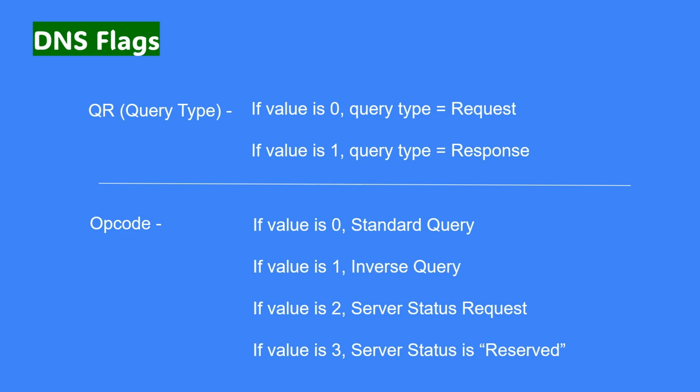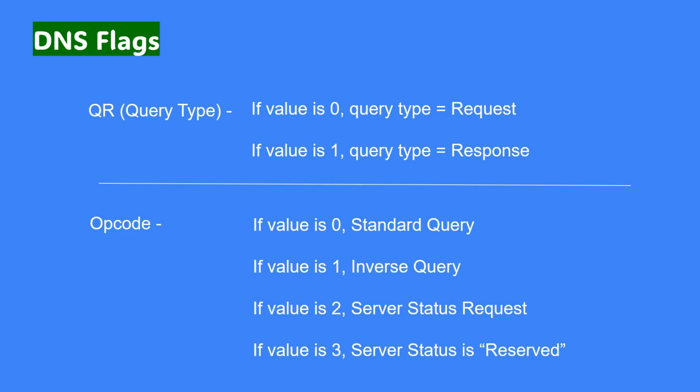Opcode is a 2-bit flag, which can be further used as a value. Value 0 is a standard query, and value 1 is an inverse query. Inverse query is also known as the pointer query, and it is used to first provide the IP address and then request what domain is mapped with this IP address. So it's a reverse process. Standard query is normally when we provide the domain and ask for its IP address.